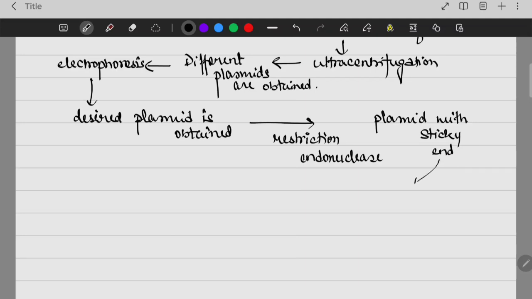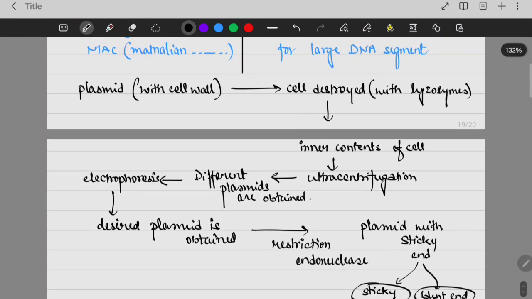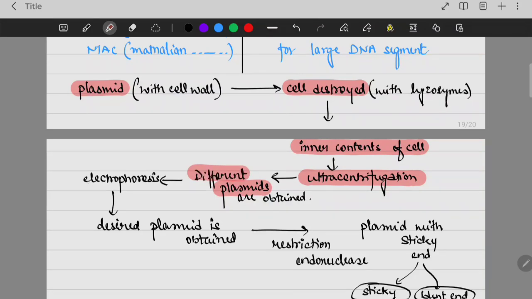Generally, ends are of two types. One is the sticky end and another is the blunt end. I will discuss the sticky and blunt ends later. So these are the points for the isolation of the vector. Again, what are these points? The plasmid cell is destroyed. After that, the inner contents of the cell are taken. Ultracentrifugation is done and different plasmids are obtained. Electrophoresis is done and the desired plasmid is obtained. With the help of restriction endonuclease, we get plasmid with sticky ends.